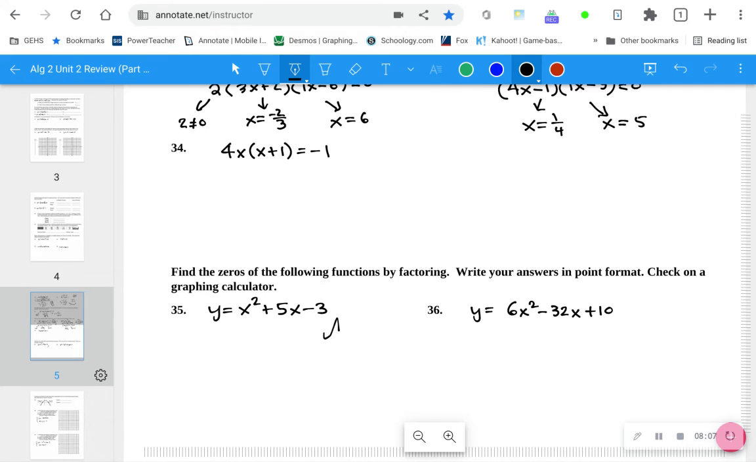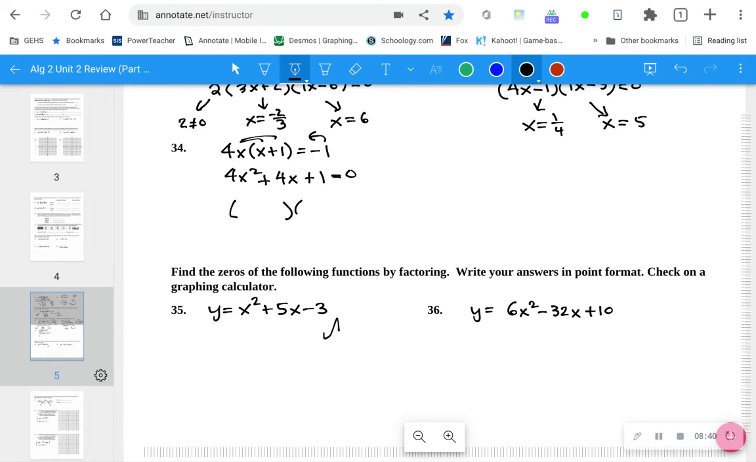Okay, the next one here, number 34, we have to distribute to start with. So that gives us 4x squared plus 4x. And I'm going to go ahead and bring the 1 over to join the fray. And this one here is a perfect square trinomial. Maybe you notice that there's a perfect square at the front. That's 2x times 2x. And the back also, that's 1 times 1. And then if you take 2x times 1 and double it, you get the middle. So we're good to go.